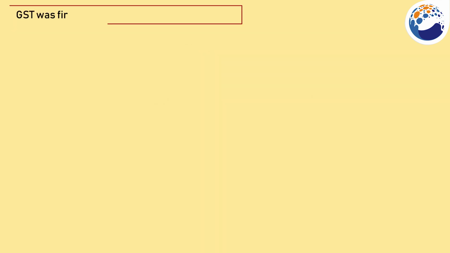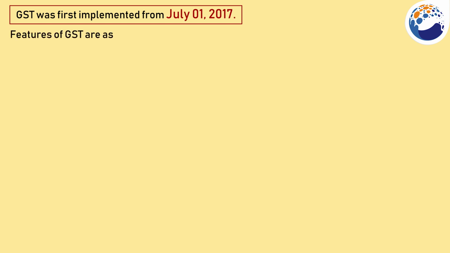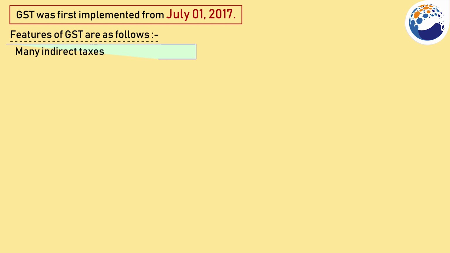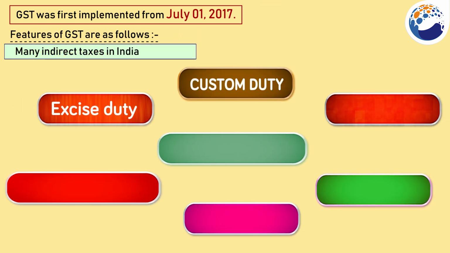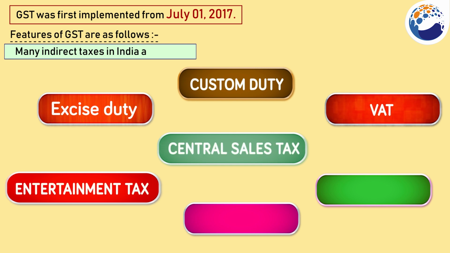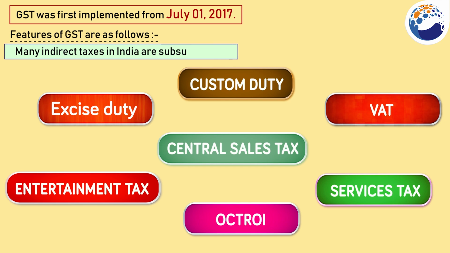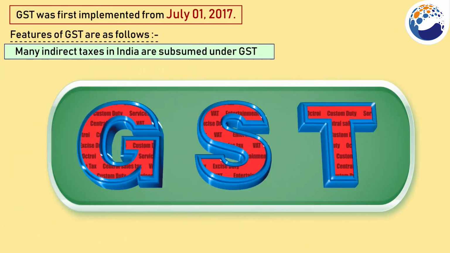GST was first implemented from July 1st, 2017. Features of GST are as follows. Many indirect taxes in India like excise duty, custom duty, VAT, entertainment tax, central sales tax, services tax, octroi are subsumed under GST.